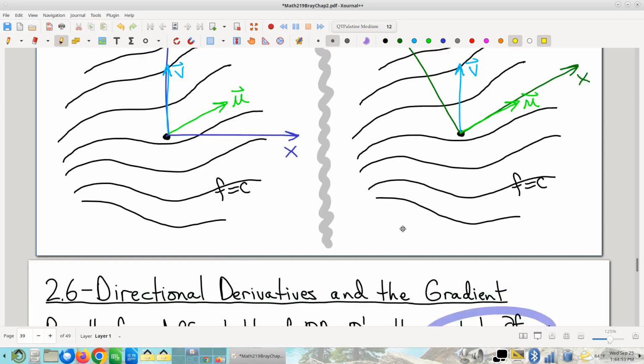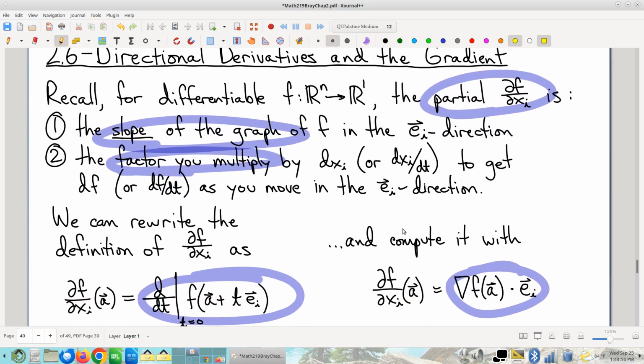And with that in mind, I'm going to come back down to here and revisit this question of partial derivatives. Partial derivatives are something nice that happens if you're looking in the direction of a particular standard basis vector.